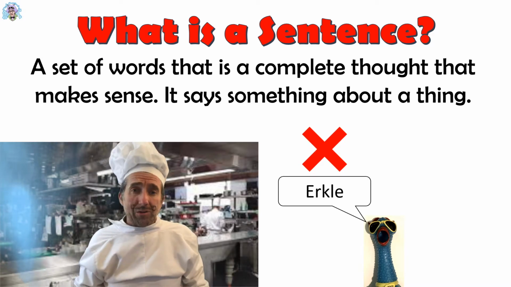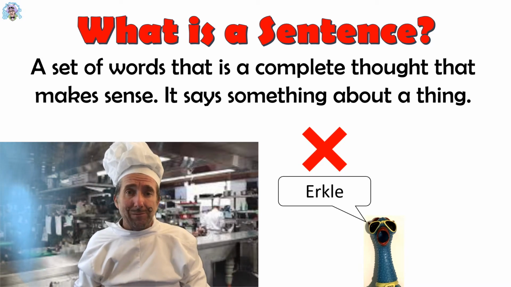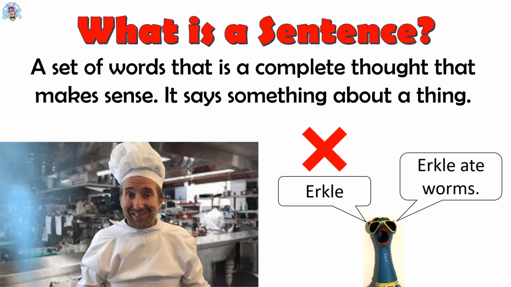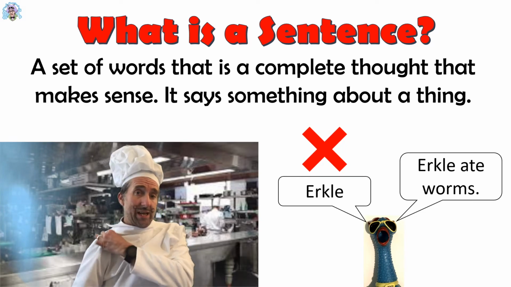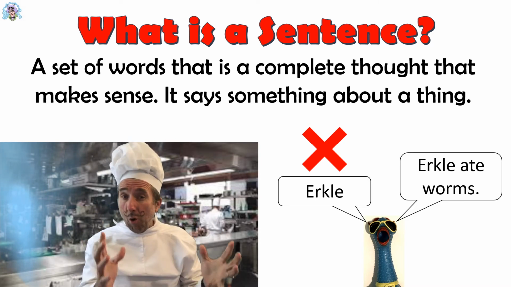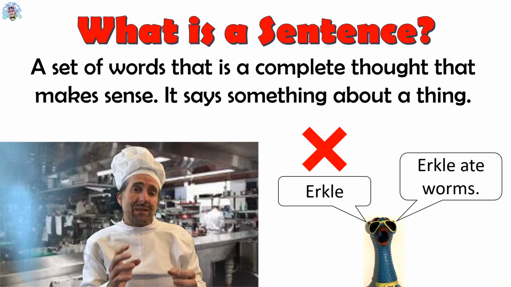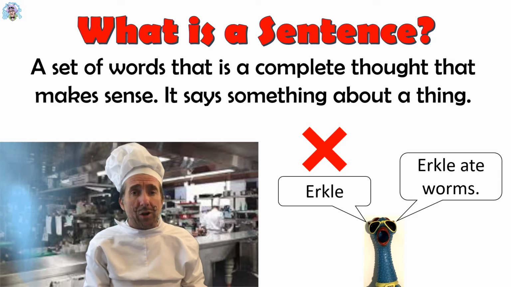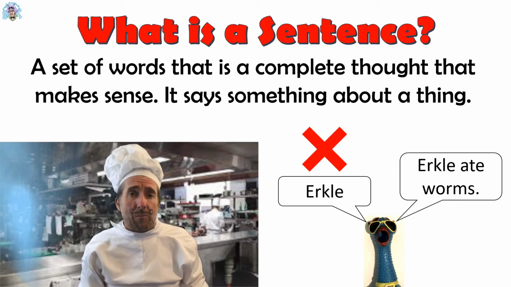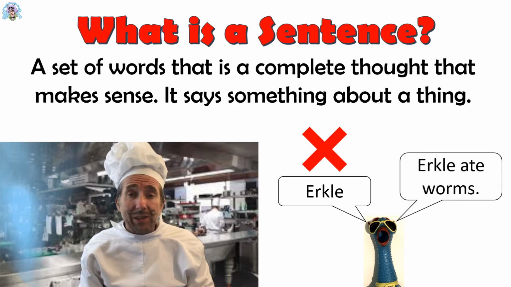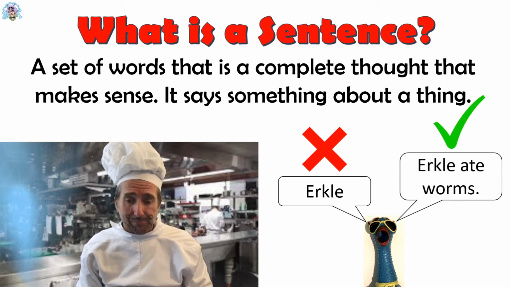Now, Urkel's going to say one more thing. Go for it, Urkel. Excellent. Urkel ate worms. Now, is it a collection of words? Yes, it is. There's 3 words together here, and all of them together are a complete thought, and they all make sense, and it is something about something. In this case, it's about Urkel, and we've found out that he ate worms. So we'll give that one a tick because that is a sentence.